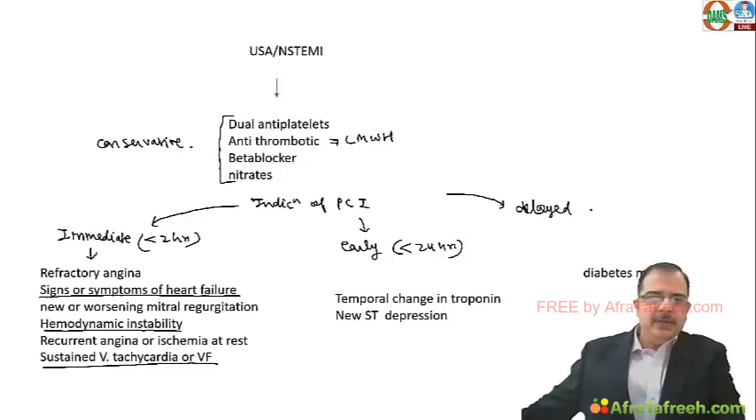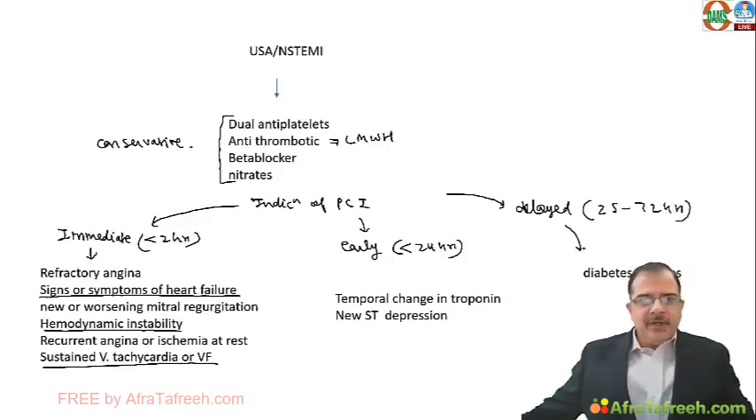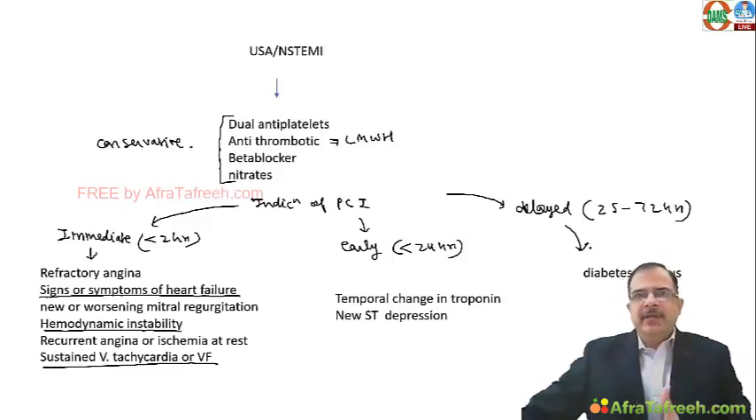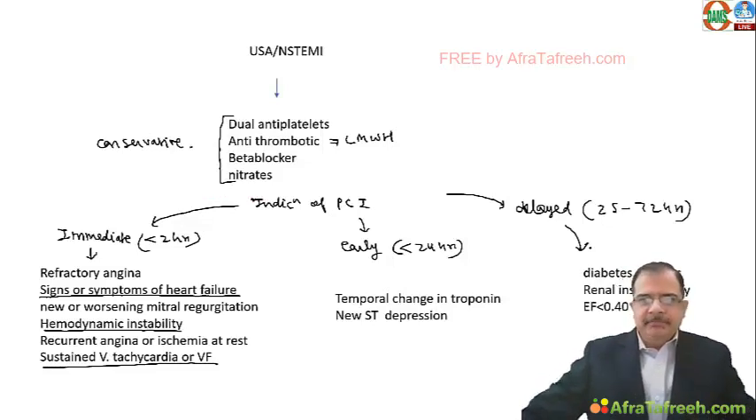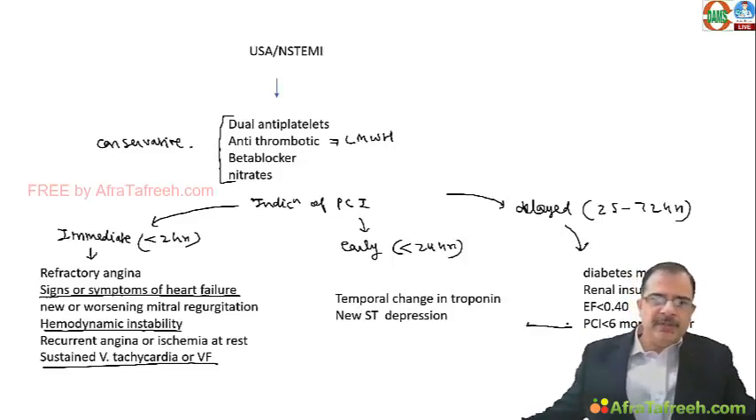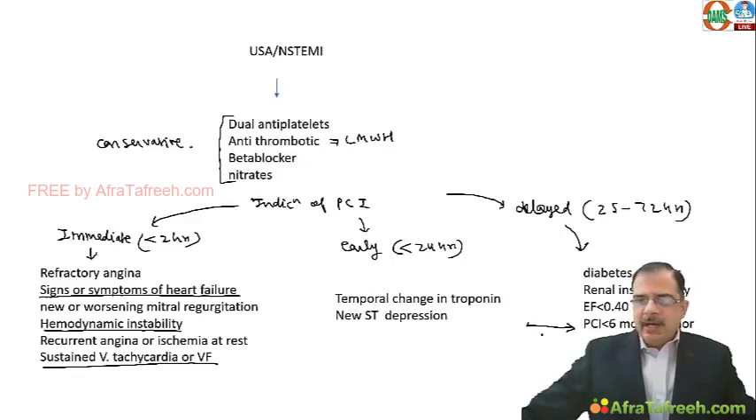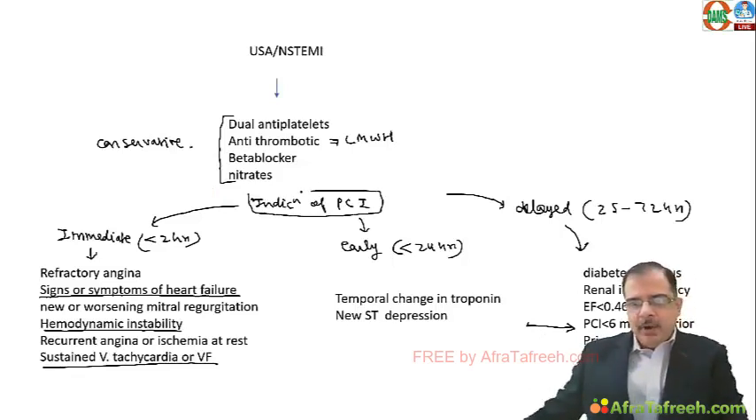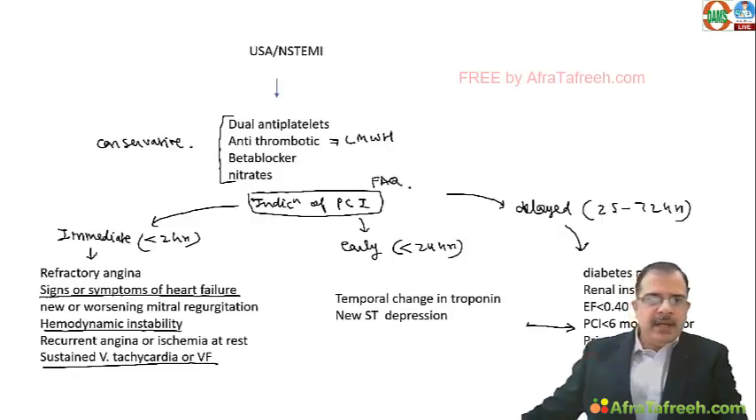Delayed PCI is 25 to 72 hours. So the indications will be a diabetes mellitus patient, where we conservatively manage the patient and shift the patient for PCI after maybe 3 days. So diabetes, renal insufficiency, ejection fraction less than 40%, PCI less than 6 months prior. This is a frequently asked question: the patient has had PCI done 6 months back, so what will be the management protocol? And prior CABG procedure. So these indications of PCI are important for your exams, frequently asked questions.